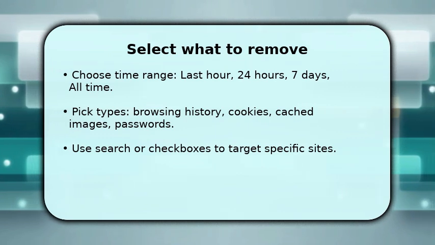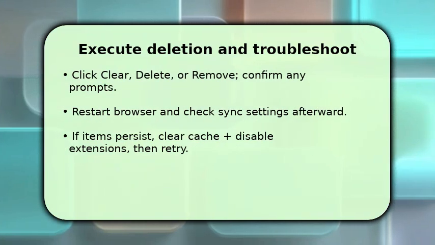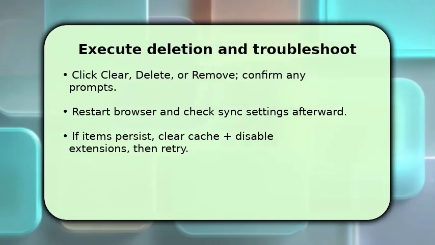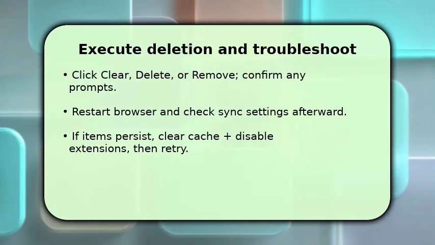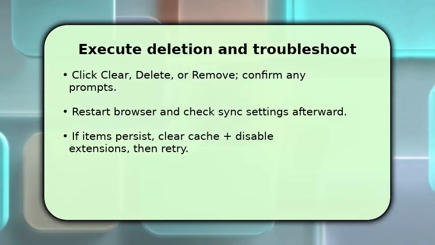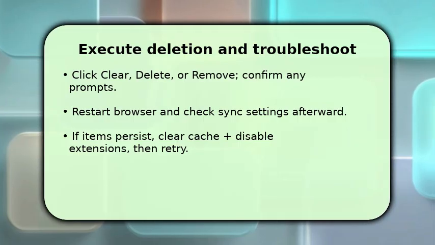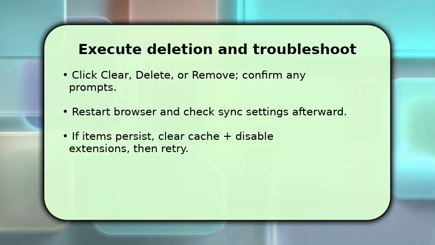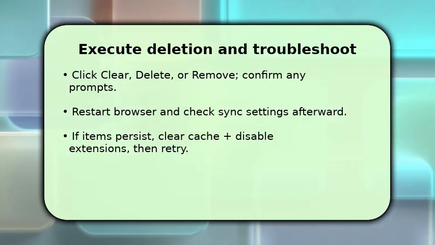Finally, you execute the deletion by hitting clear or delete and confirming prompts. This removes the selected records. Once done, restart the browser to ensure the UI reflects the change, and check sync settings so cleared data propagates to other devices. If history items persist, make sure extensions aren't restoring data.